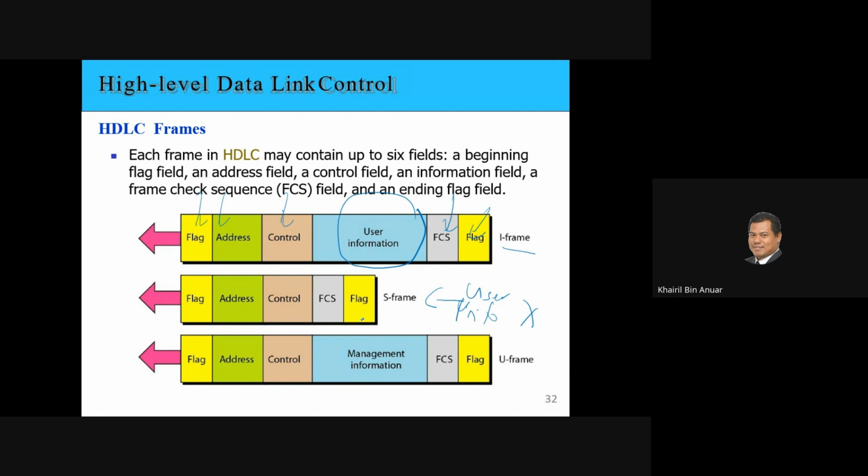Here is just for management, or for control specifically, and doesn't have any user information. Same goes for here: this one is for management information, if you need to send information between the devices. So this is your U-frame. You can see that the I-frame has the user information, the S-frame doesn't have it, and the U-frame is also for control, but more for management information.